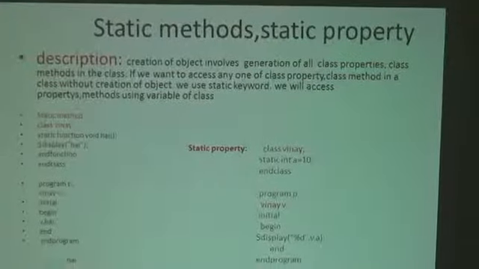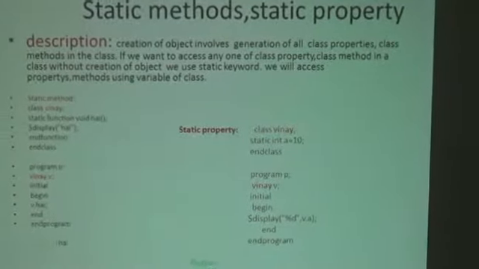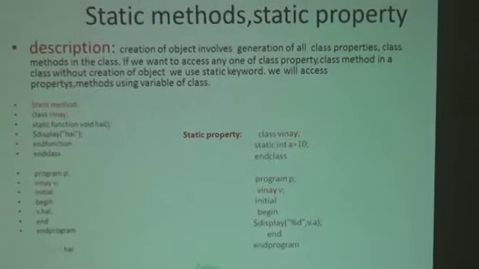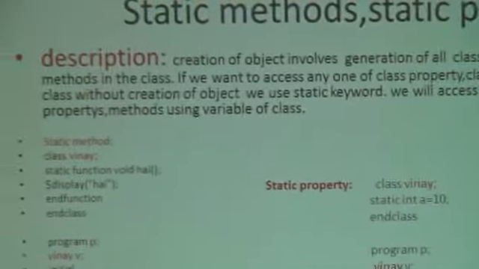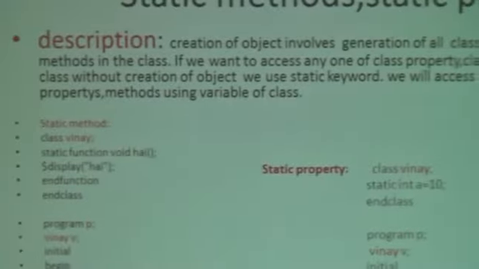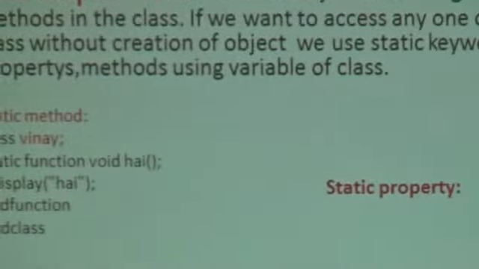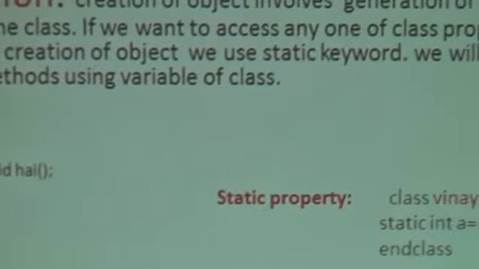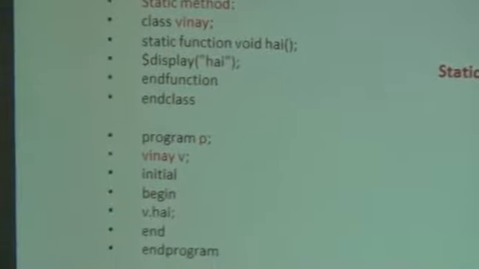Static methods and static properties. Let us see the description of the static properties in detail, then we will go for the program execution. Creation of an object involves generation of all class properties and class methods in the class. But if you need only one of the class properties or class methods without creation of an object, we use the keyword static. We will access these properties using the variable of a class. Let's see the example.